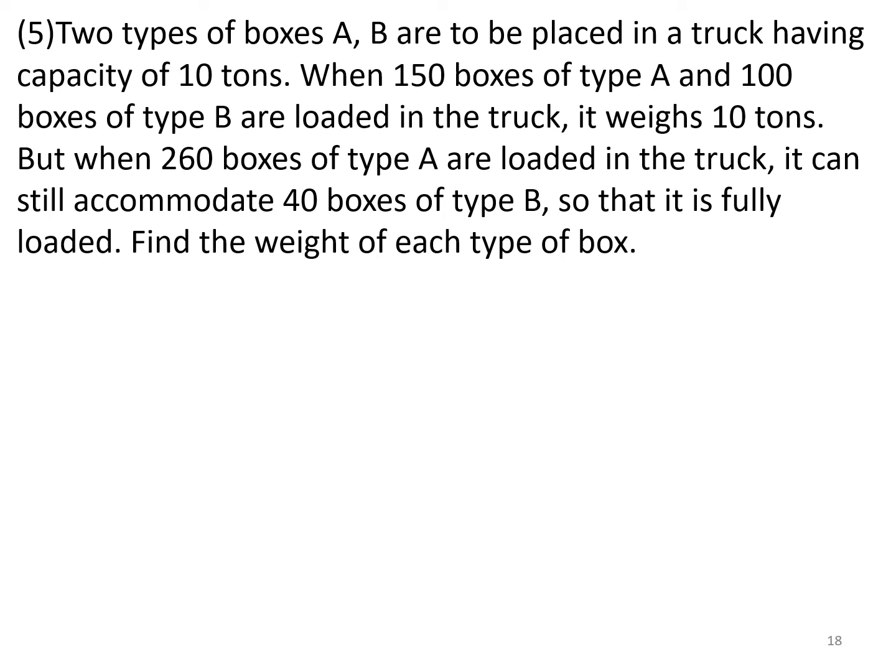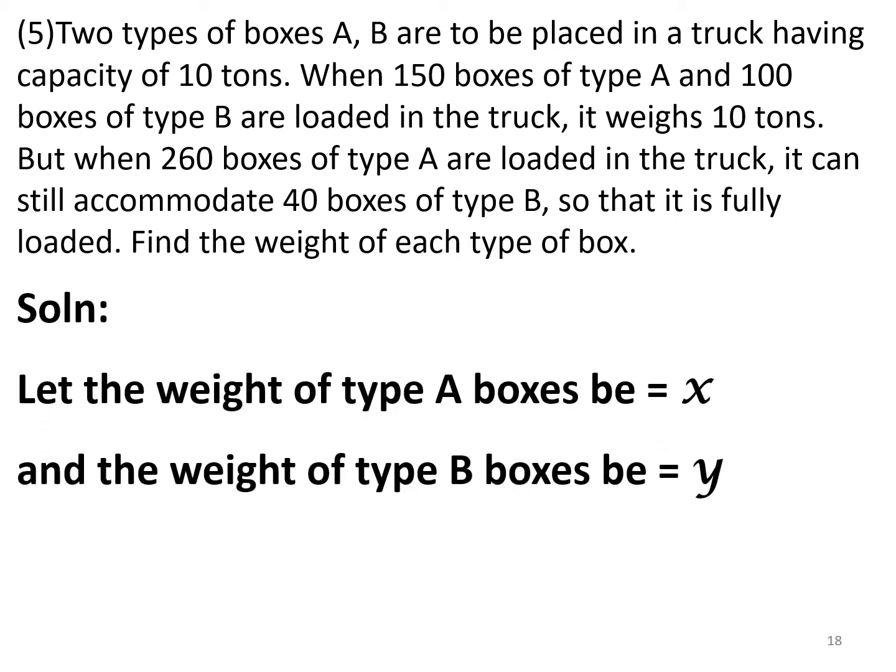Now we have to find out the individual weight of each box of type A and of type B. Let's start with the solution. Giving the variable, let the weight of type A boxes be x and the weight of type B boxes be y. Here they have mentioned that the capacity is in tons.